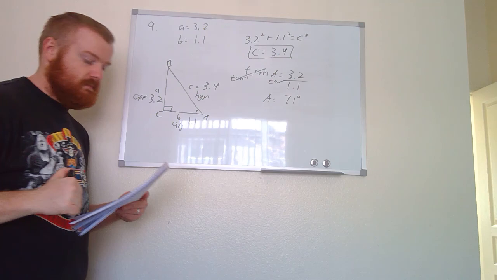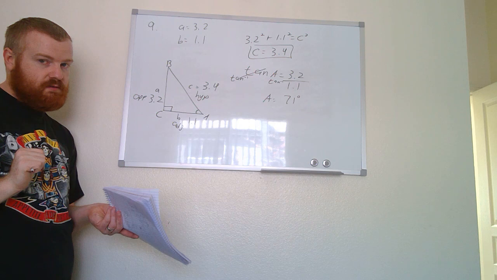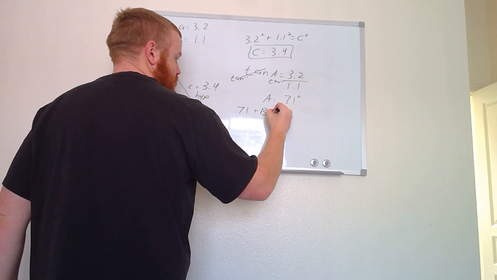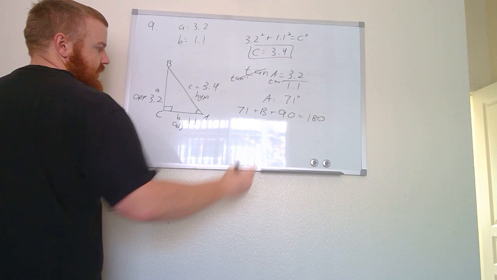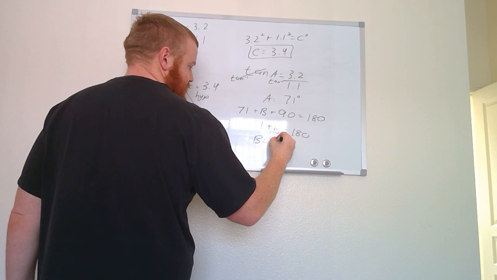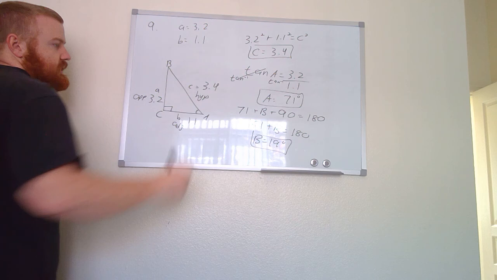So now we have two of the missing angles. We could use another inverse trig function to solve for the last angle, but it's going to be easier to just set them equal to 180. So we have angle A, which is 71, angle B, which we do not know, angle C, which is 90, all adds up to 180. So we add these two together, we get 161 plus B is equal to 180. Subtract over the 161, we get B is equal to 19 degrees. So we now have angle B, angle A, and side length C. So we have all three of our missing values solved for.